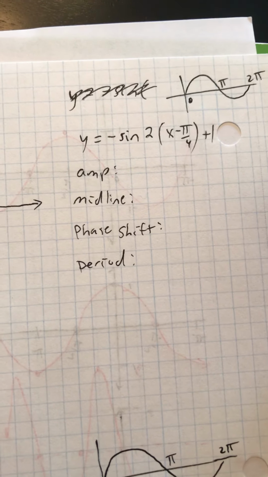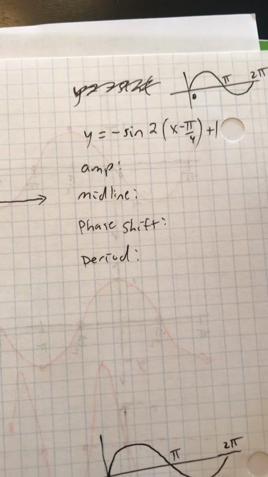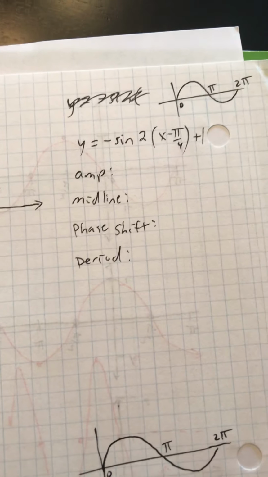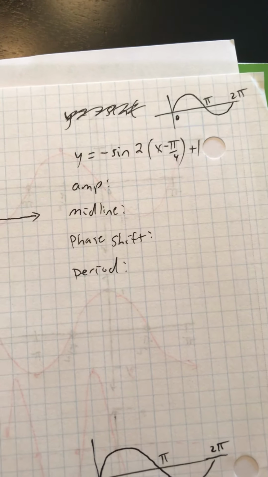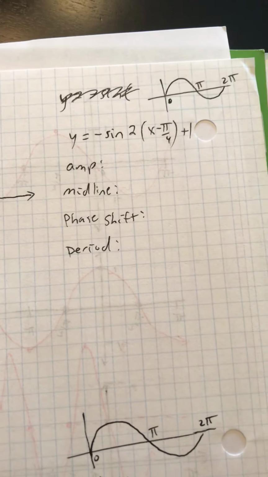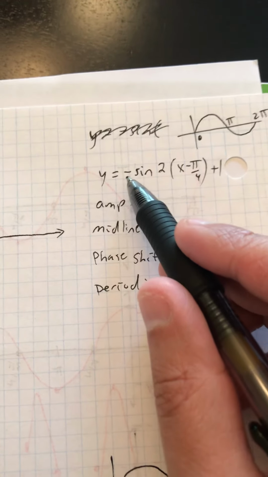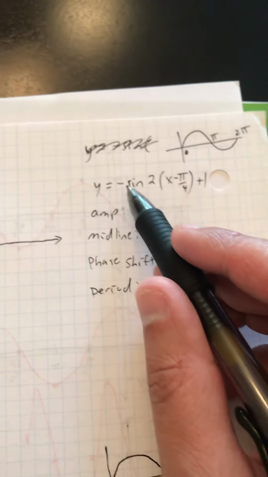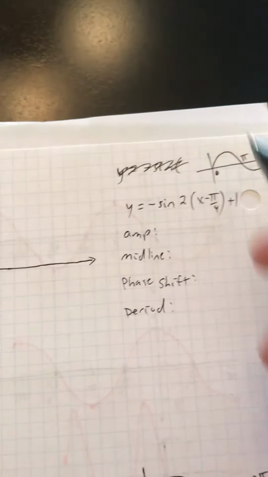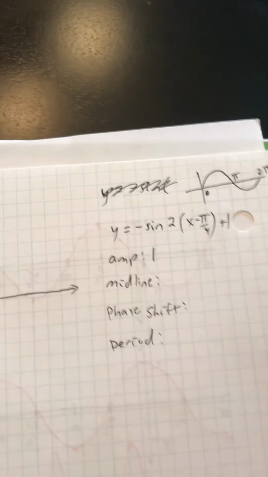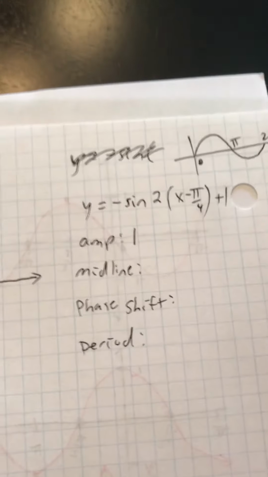In this example, I want to graph y equals negative sine of 2 times the quantity x minus pi over 4, plus 1. And I always try to figure out the key features of the graph first. The amplitude here, notice that this has been flipped upside down. It's been reflected over the midline, if you want to think about it that way. However, the amplitude is still going to be positive 1. We just have to remember that the graph is going to go down first instead of up first.